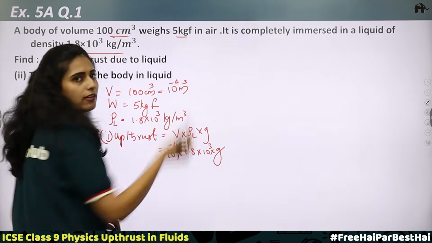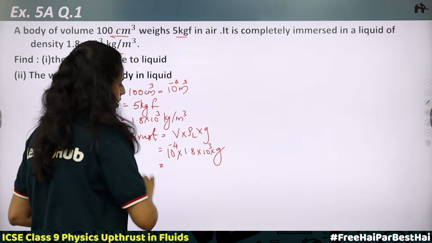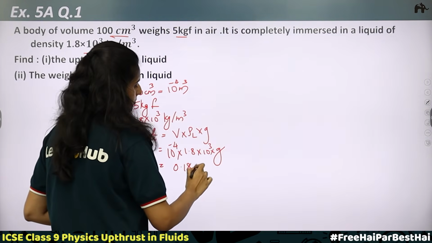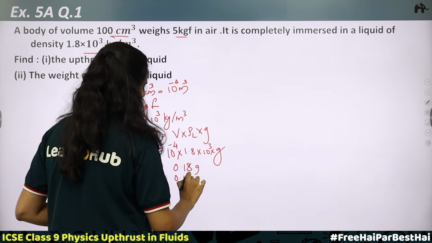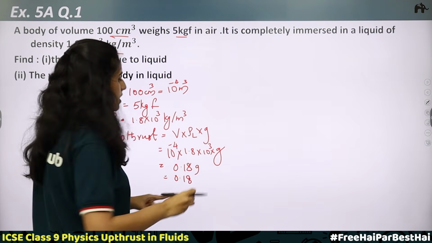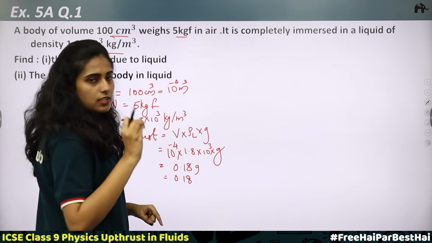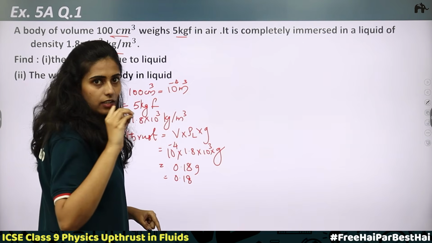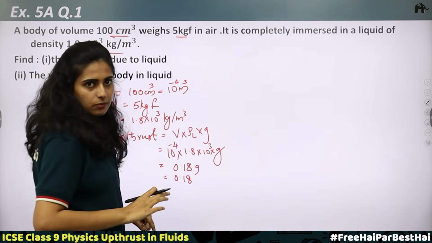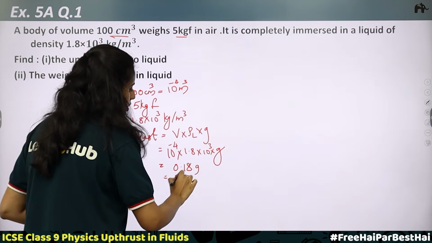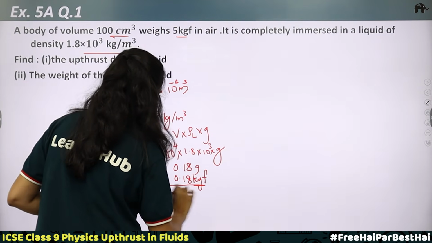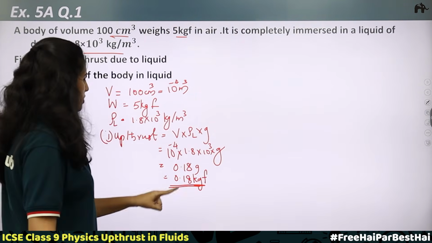Because here the unit is kilogram force, you can keep g as it is. This is equal to 0.18 g. You know the relation, 1 kilogram force is equal to 9.8 Newton. So here we have 0.18 g, which is equal to 0.18 kilogram force. 0.18 kilogram force is the upthrust.